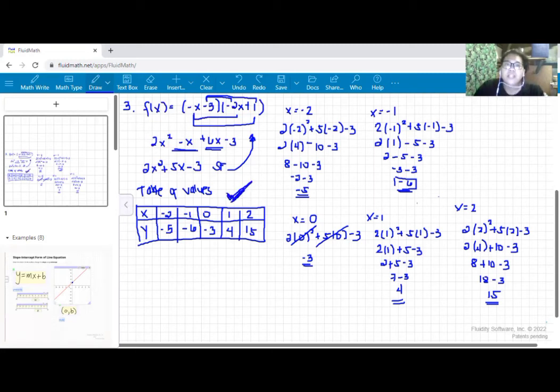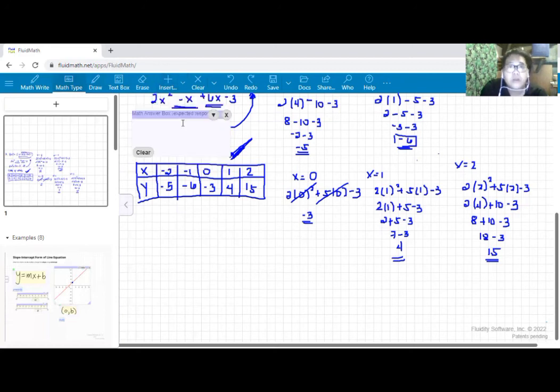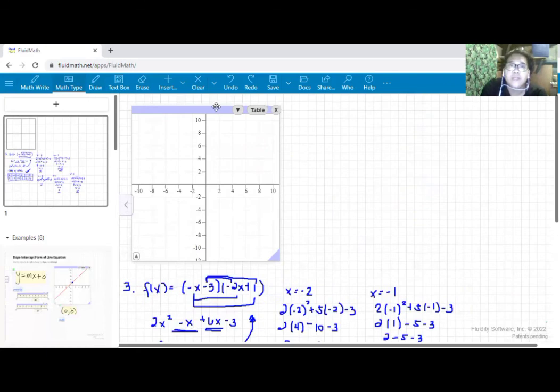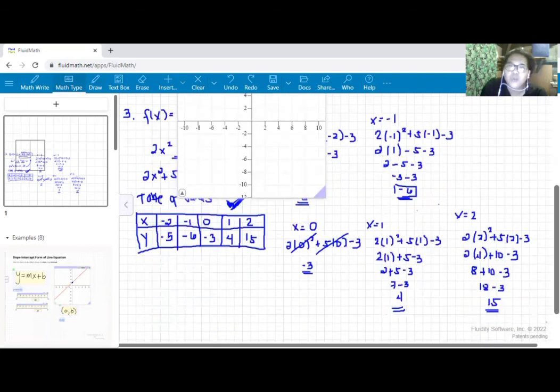Now, since we already have the table of values, let's graph it now. So we are going to insert some graphs. So we have here graph. Let's insert graph. So for your information, guys, I'm using FluidMath. FluidMath is a whiteboard application for everyone.